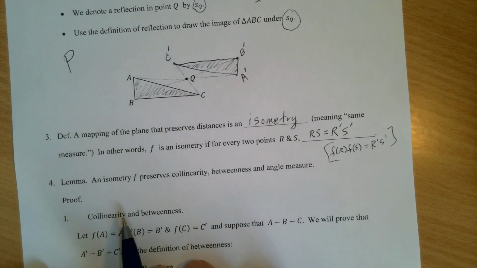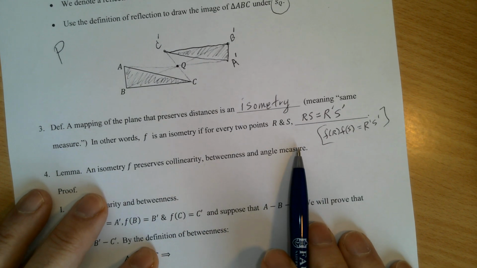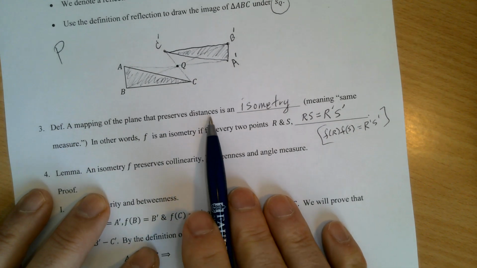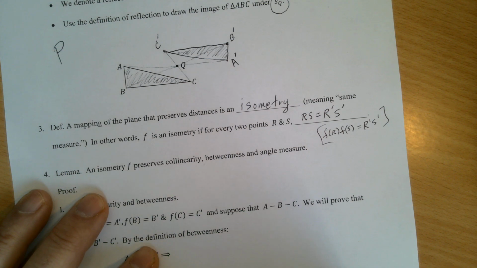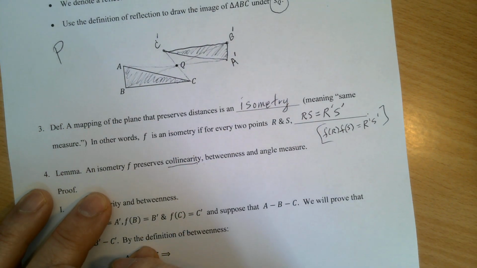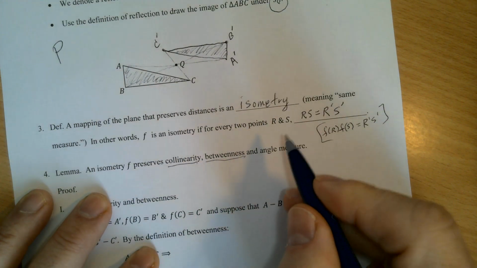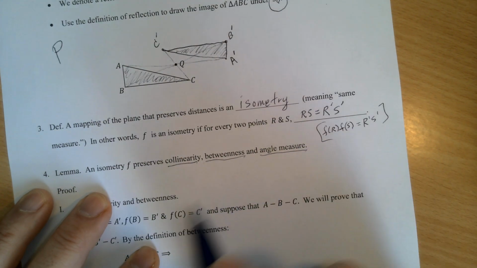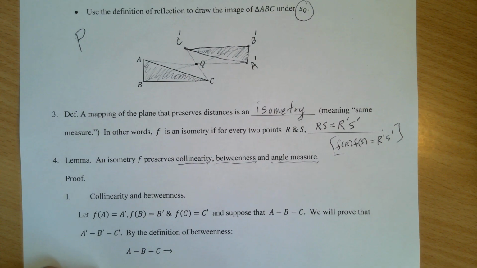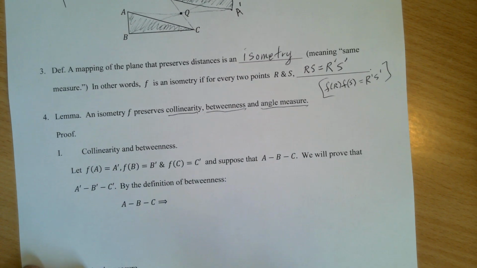Okay, number 4 now, we've got a lemma. An isometry, a mapping that preserves distances, also preserves collinearity. It also preserves betweenness, and it also preserves angle measure. All 3 of those things. All right, and it's a very simple proof.